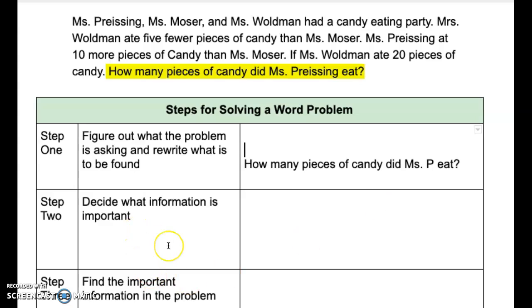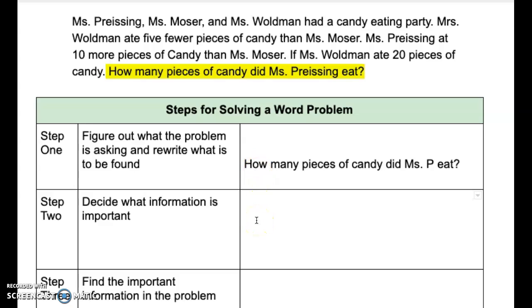Now next we're going to decide what information is important. And we're going to do this one together. So I'll write it down and then pause the video and record it. Don't try to record and listen at the same time. That's too difficult. So let me do the work and then pause and copy it into your notes. And if you got this one wrong, make sure that you fix it.